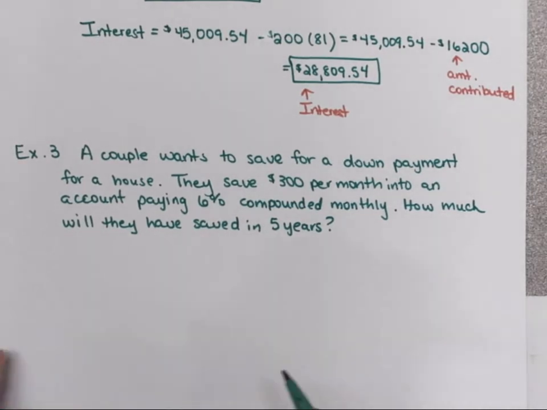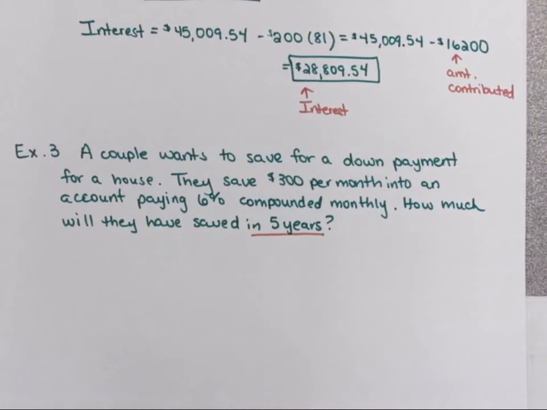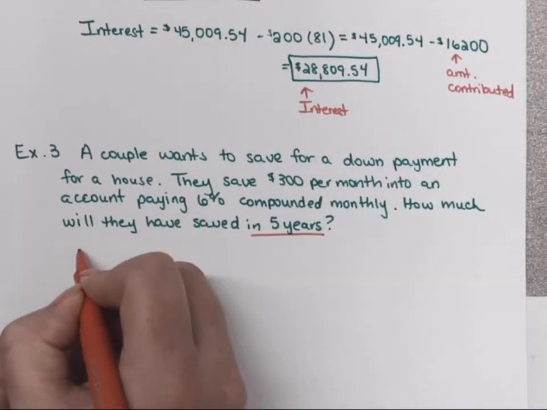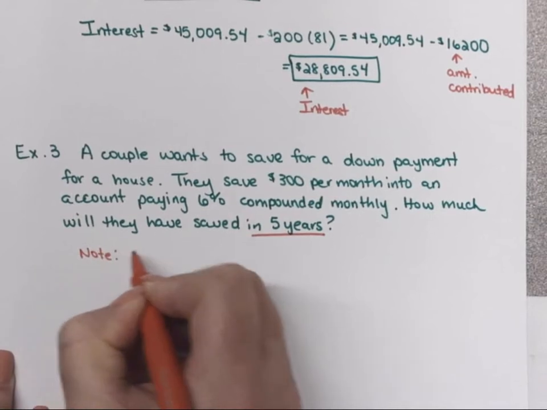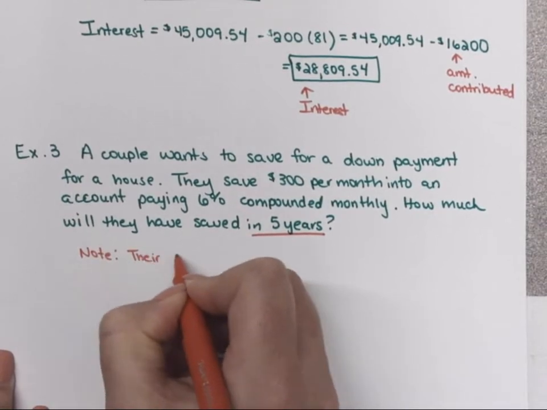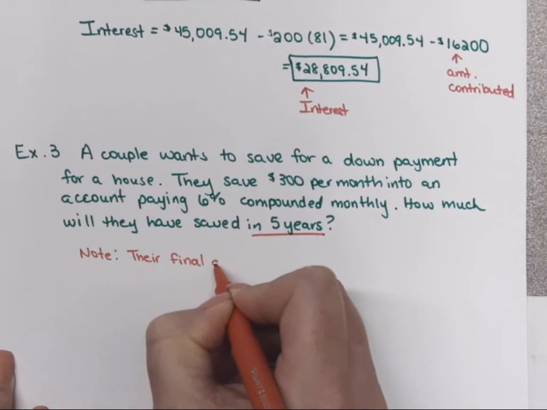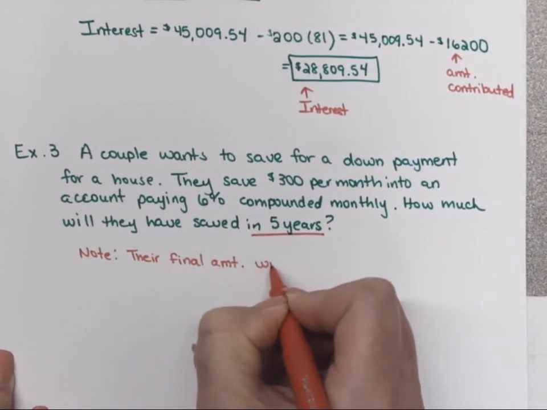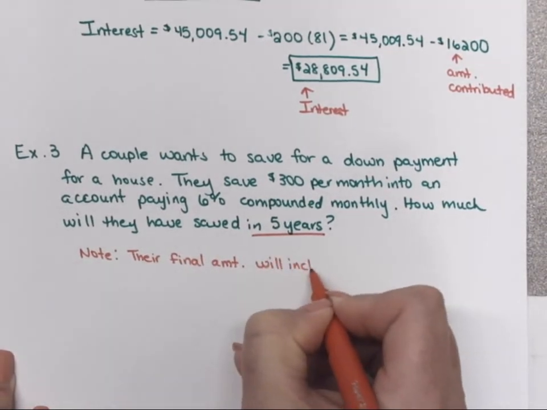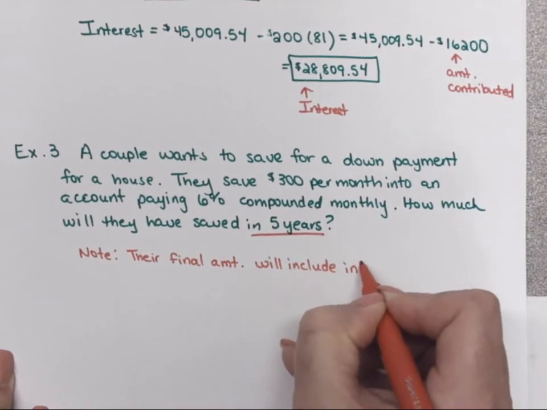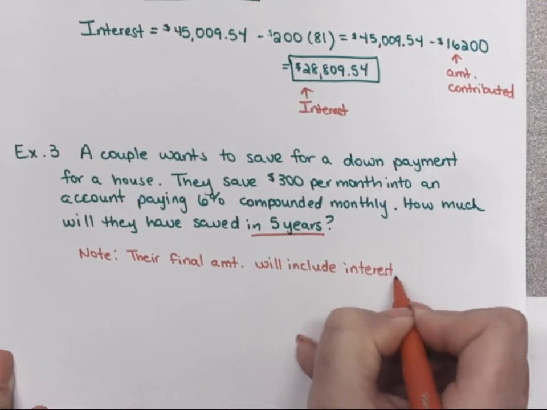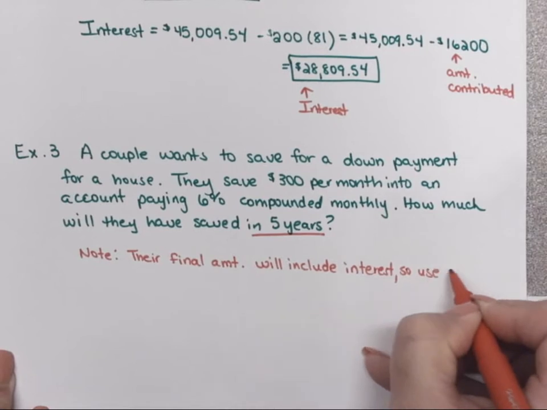Interest, okay? So notice that we want to know what they're going to have in 5 years. It's not so much that it's a future time that we're going to use future value, it's that we're going to include interest after the fact, okay? So note that their final amount will include interest. So we need to use the future value formula.